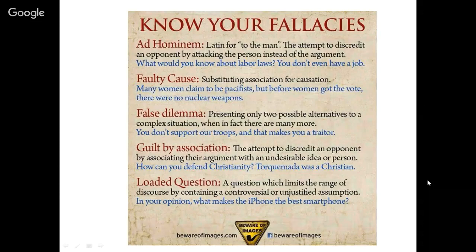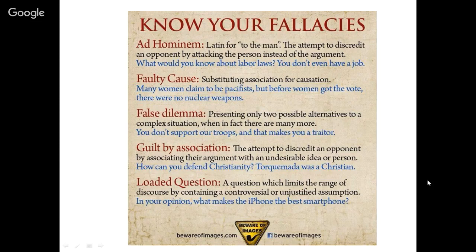The attempt is to discredit an opponent by attacking the person instead of the argument. For example, "What would you know about labor laws? You don't even have a job." So the person is attacking the other person for not having a job, but just because one doesn't have a job at the current moment has no bearing on whether that other person knows about labor laws. They're not even related, but people, because they don't have a good counter argument to something, will often devolve into ad hominem attacks. And so you got to be able to spot those.